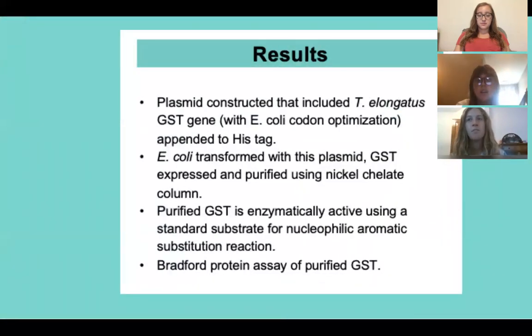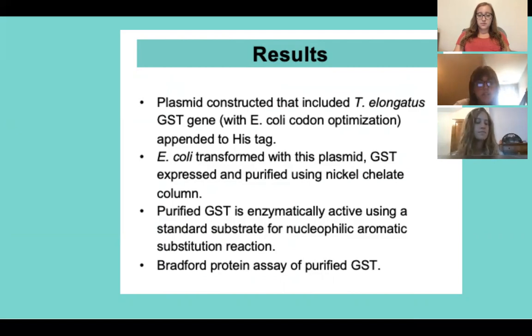So now we're going to talk a little bit about the results we gathered this summer and what we've been able to accomplish. As Cassie mentioned, we started with a plasmid construction that included the T. elongatus GST gene. We actually got that from a company called GenScript. As she mentioned, that included both E. coli codon optimization and a his tag. Then we transformed the E. coli with this plasmid, and the GST was expressed. It was induced using IPTG, and then we purified the protein using a nickel chelate column.